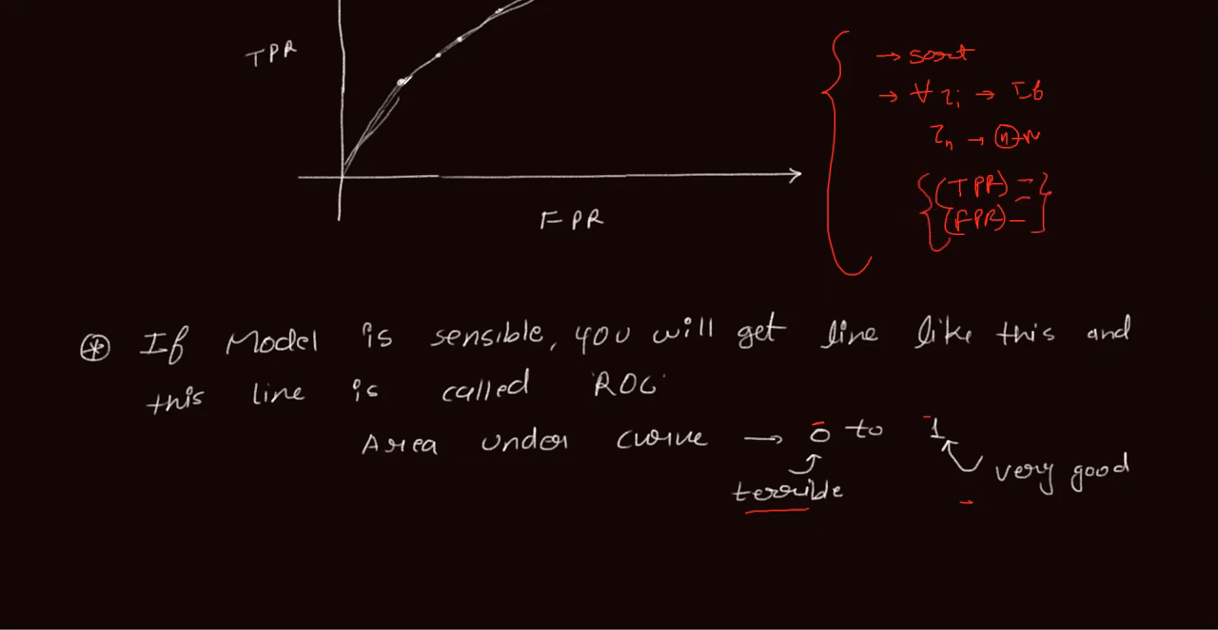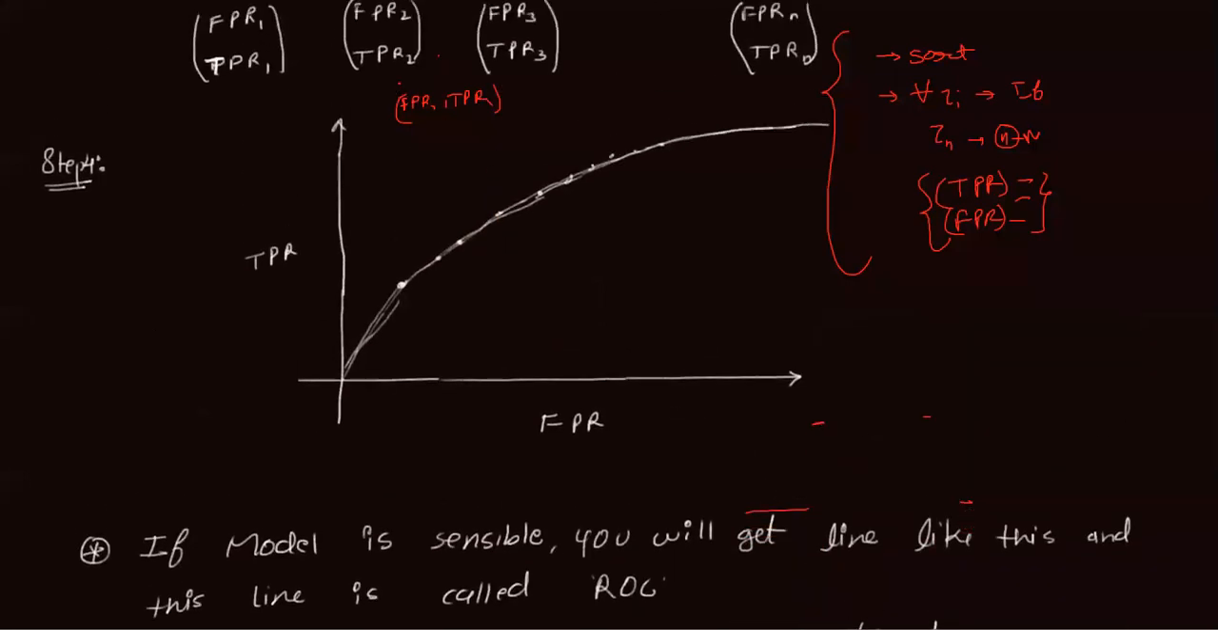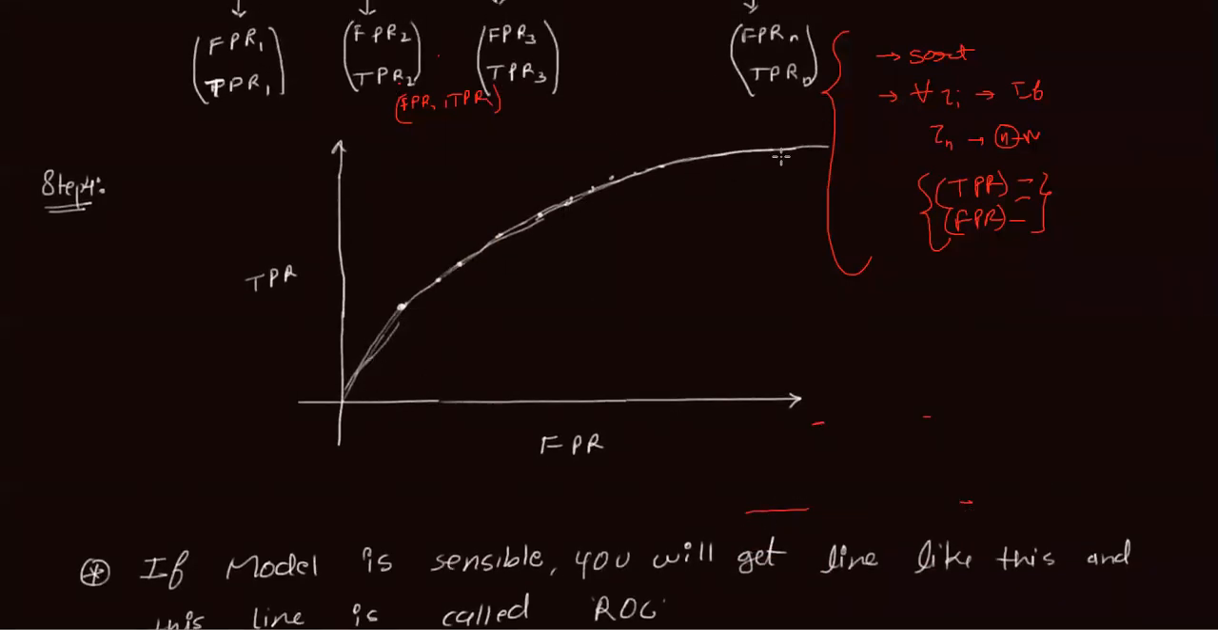Once we get this, you can understand this is FPR 1, TPR 1. So this is one point. Similarly, I will plot it on the XY plane and I will get a simple curve-like structure. This line is actually your ROC. So hope you got my point on how to plot ROC.